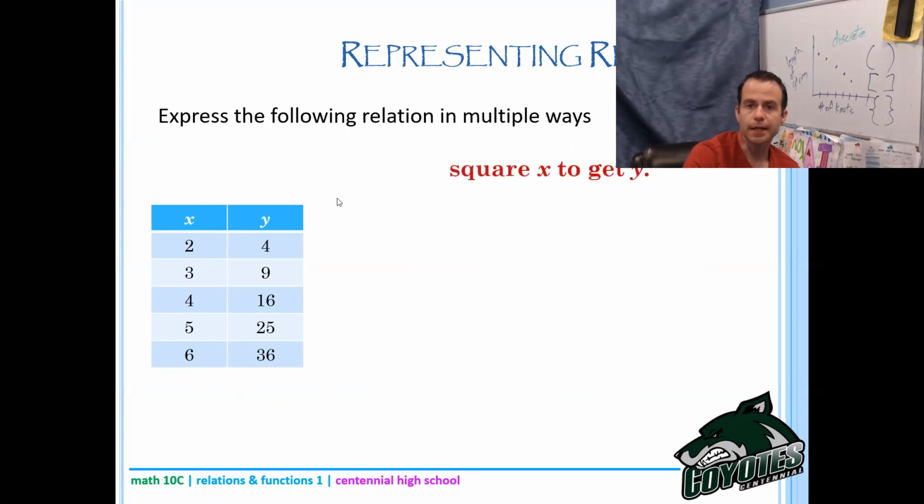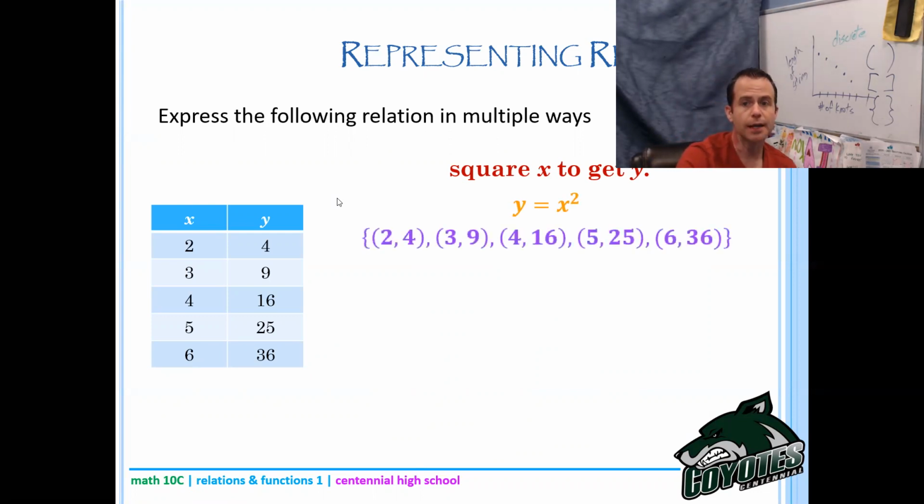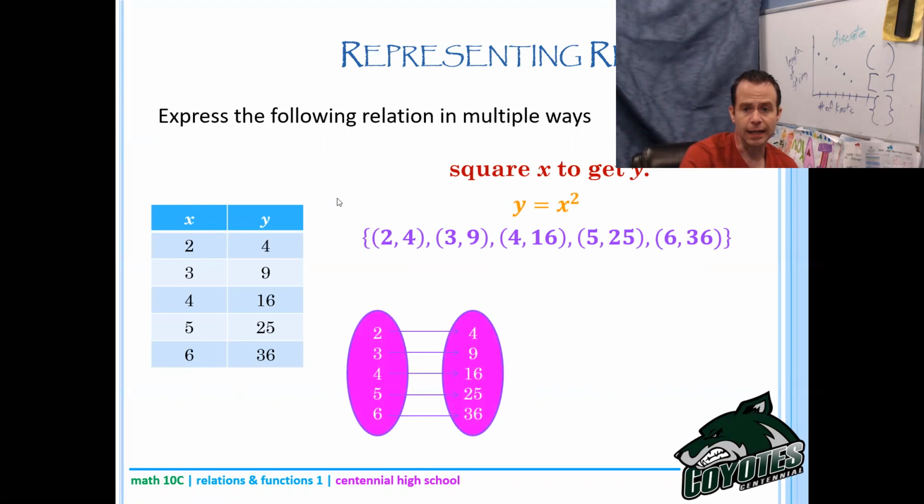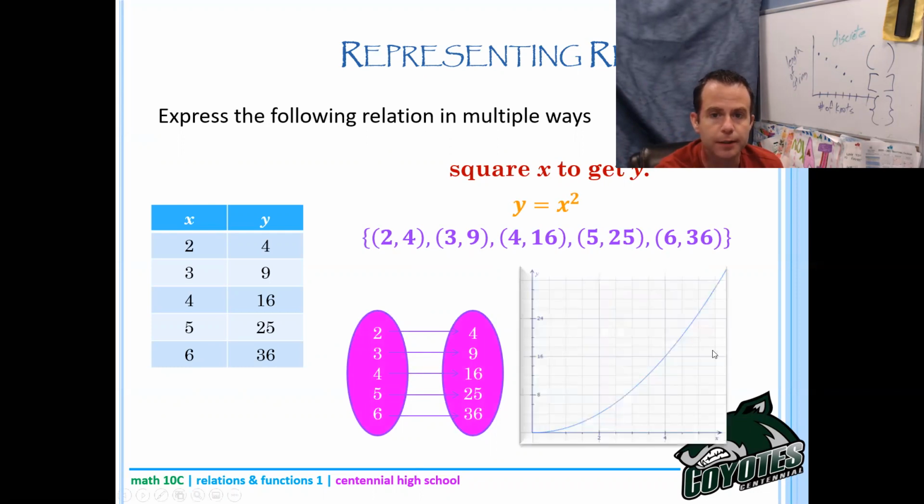So what have I done? Well, I said I'm going to square x to get y. Okay, so that is representing it with words. I could say y equals x squared. That's representing it with an equation. I could list all the coordinate points. So again, each coordinate point is listed with the coordinate point brackets, which are just the curved brackets, but then all those points together are in a set of set notation brackets. I have represented it with an arrow diagram, and I'm going to represent it with a graph as well. Okay?